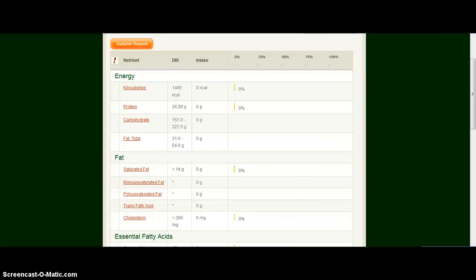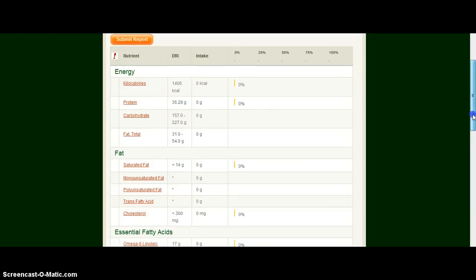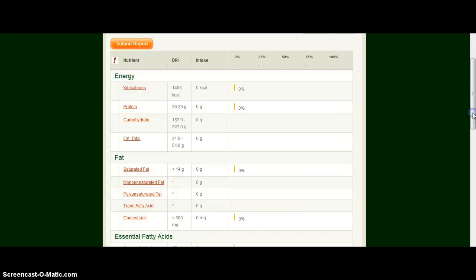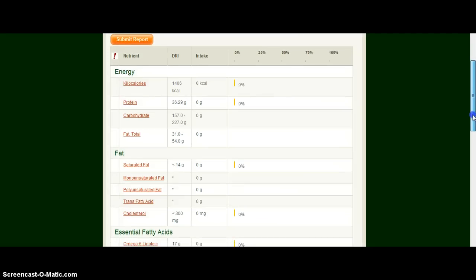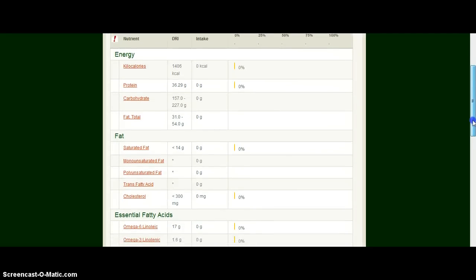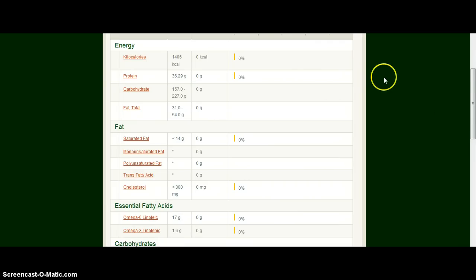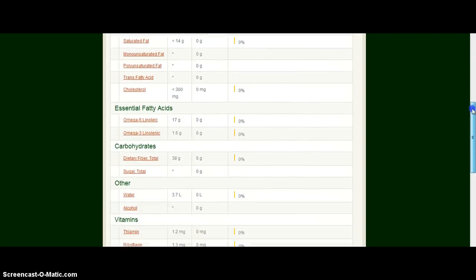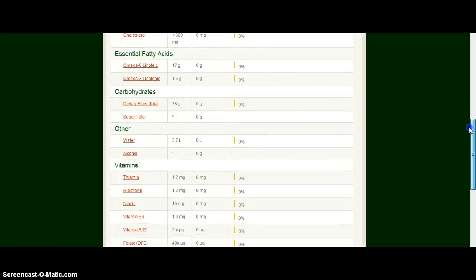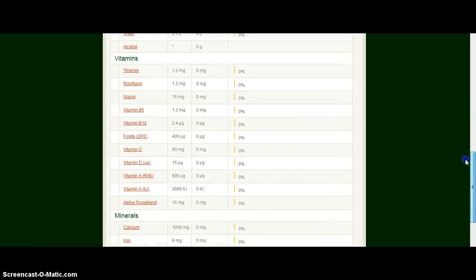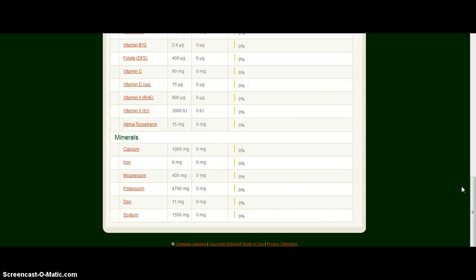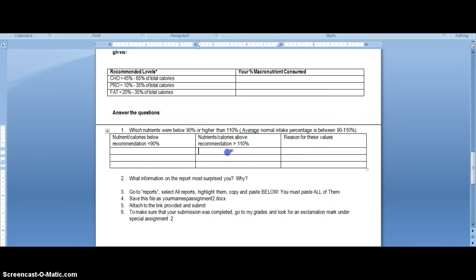Now go back to the intake versus goals report and see if you had any nutrients or calories that were above the 110% recommendation. So scroll on down and see if you had any calories or fats or essential fatty acids, any fiber or sugar, any vitamins or minerals that were above the 110% recommendation, and then you're going to go back and enter it in the spaces provided.